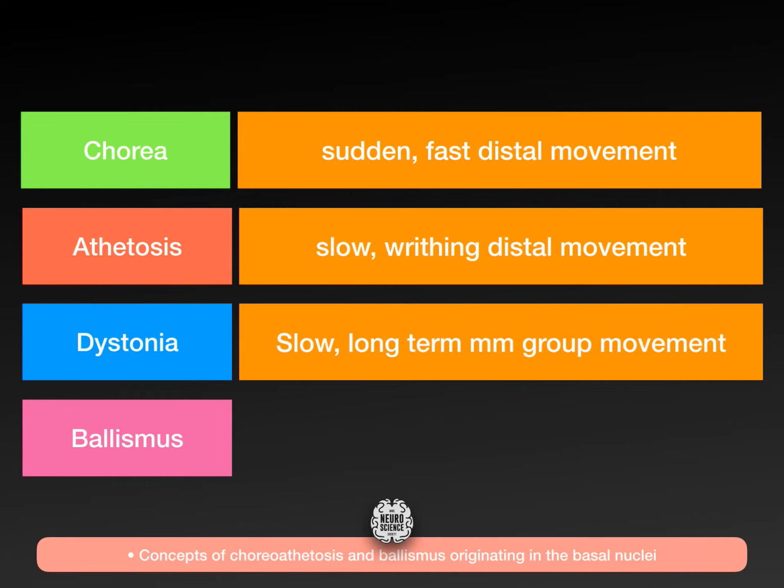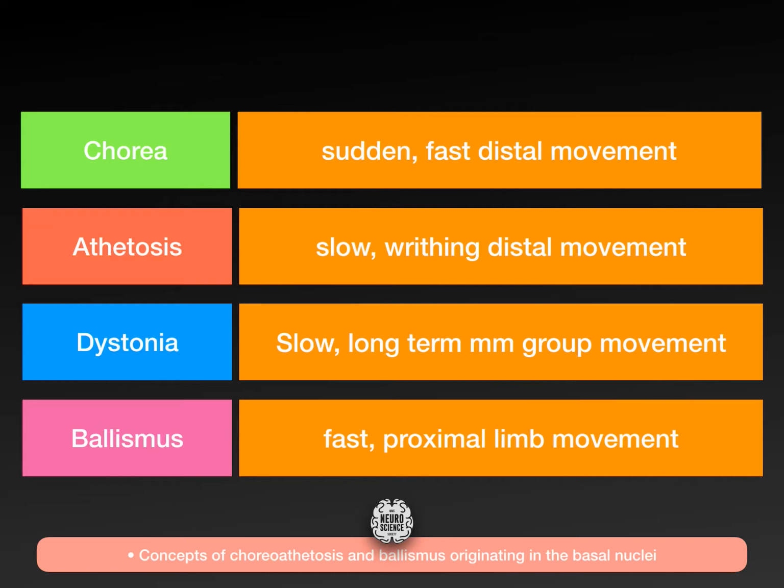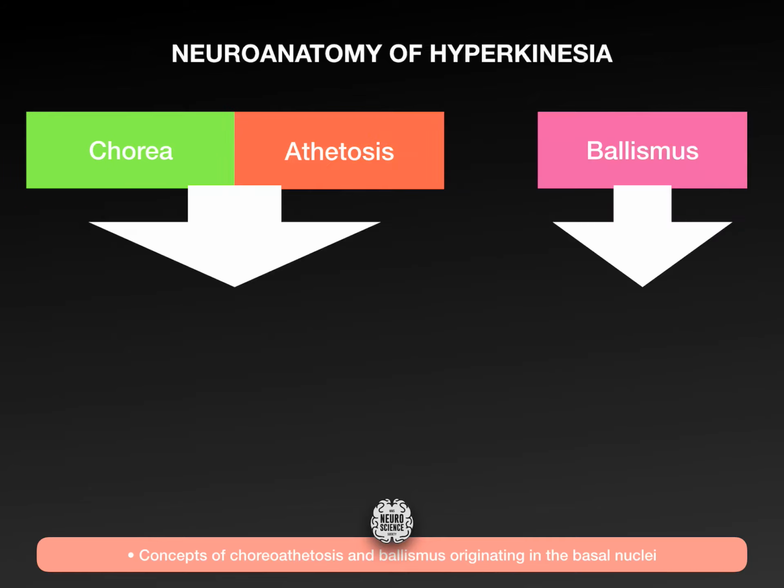A dystonia is a slow, long-term movement involving an entire muscle group. That can be like a dystonic contraction. Carpal tunnel is an example of that. Your ballismus, on the other hand, is not distal like choreoathetosis, but it's proximal. So the top of the upper limb, the shoulder, will fling out if it's a hemiballismus, and the hand will just suddenly, abruptly zip out like that. That's your fast proximal limb movement.